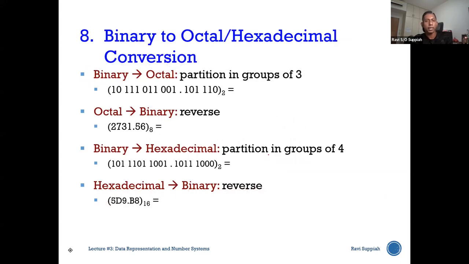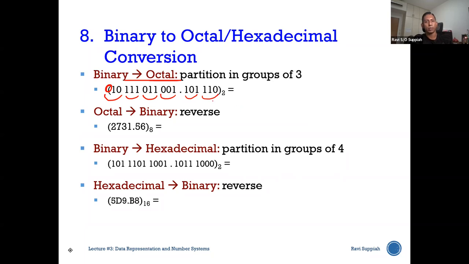At the same time, there are shortcuts available for some of this conversion. For example, octal. Octal uses 3 bits for the representation. So all I need to do is group the bits in threes. From the decimal point, I have 3 bits here, 3 bits here, 3 bits here, and 2 bits. When I am only left with 2 bits and nothing else, I can just insert a 0 in front of it. Like I said, a 0 in front makes no difference. Similarly to the right, 3 bits, 3 bits.